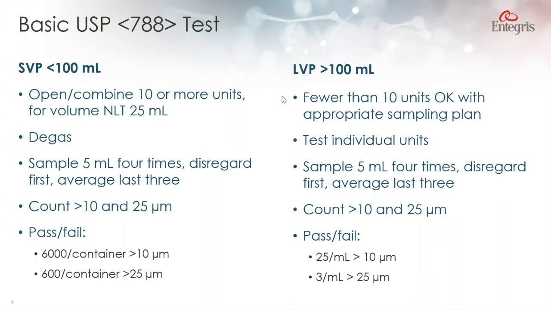A large volume parenteral is defined as a vial where we have a volume greater than 100 ml. And here we might be able to actually sample directly from the vial. So here we're going to base the pass-fail criteria on number of particles per ml, greater than 10 and greater than 25, using the values you see here.